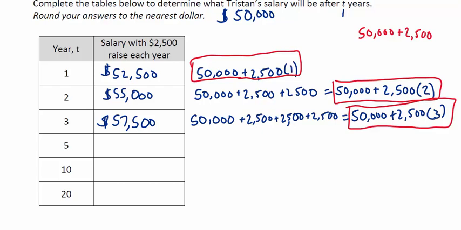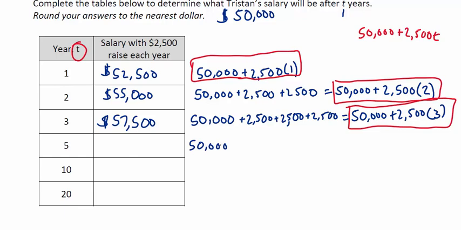Since that number varies, we need a variable. We've been defining that variable as t. So t would be the number of raises after 2 years. So now when we get to filling out the rest of the chart, we don't need to add $2,500 over and over again. We simply need to identify that after 5 years of working, he will have had 5 raises.